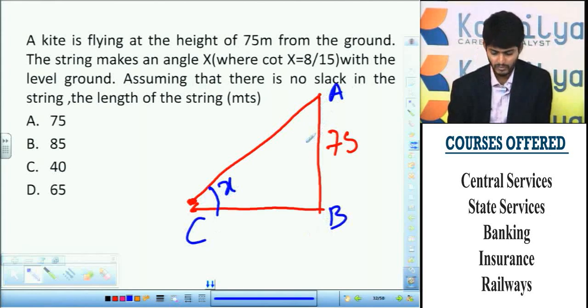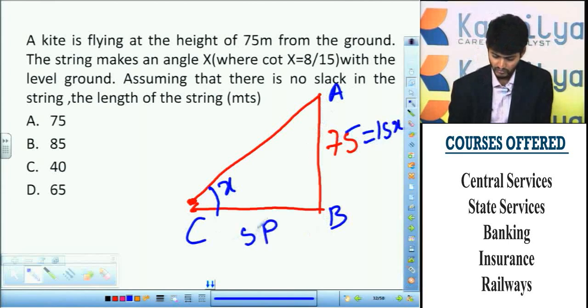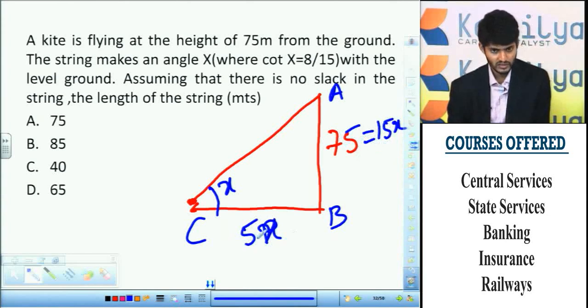So tan theta will be opposite by adjacent. So this value is equal to 15 parts, and this value is equal to 5 parts. Okay, so you can take 15x and 5x. So if 15x is equal to 75, x will be 5. So this total value is 75, and this value would be 5 into 5. So this would be 25.